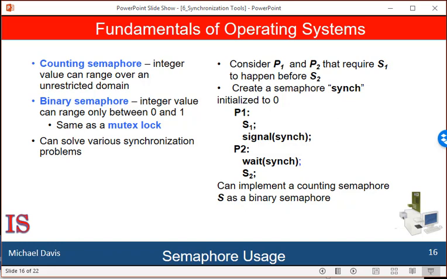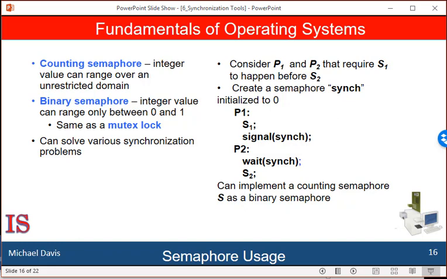Counting semaphores can be used to control access to a given resource consisting of a finite number of instances. The counting semaphore is initialized to the number of resources available. Each process that wishes to use a resource performs a wait operation on the semaphore, decrementing the count. When a process releases a resource, it performs a signal operation, incrementing the count. When the count for the semaphore goes to 0, all resources are being used. After that, a process that wishes to use a resource will block until the count becomes greater than 0.